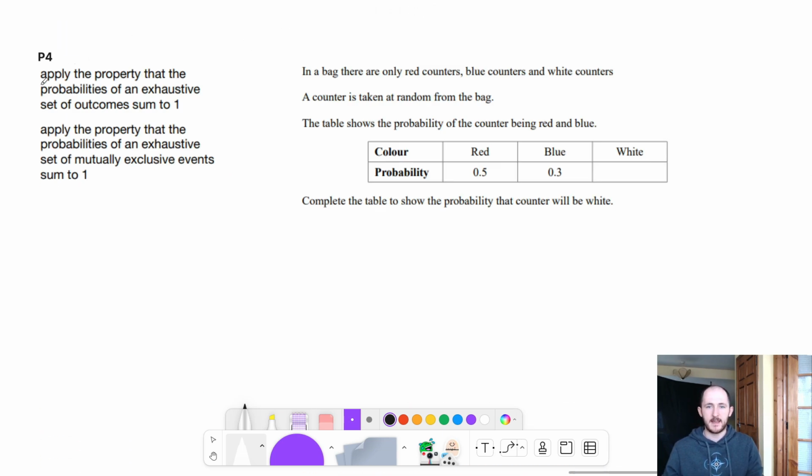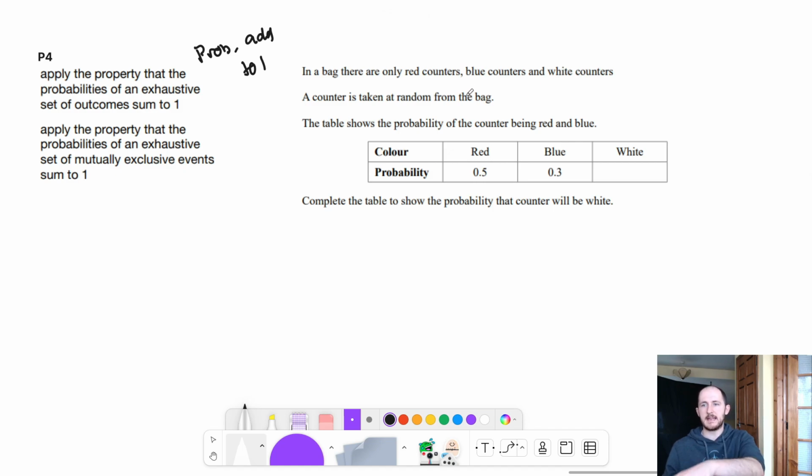Apply the property that the probability of an exhaustive set of outcomes. Okay, that's very fancy. But basically, all this is saying is all probabilities add to 1. So what does that mean? Well, if you look at this question on the right, in a bag there are only red, blue and white counters. So this is the exhaustive set they're talking about. I don't care about yellow, green, turquoise counters. I only have red, blue or white.